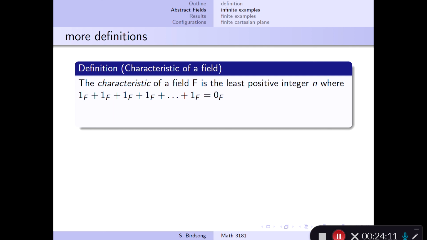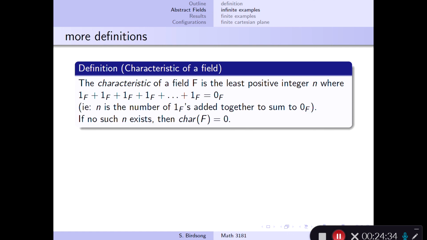All right. So if we go ahead and look at this next definition, it is something called the characteristic of a field. So the characteristic of a field is simply, it counts up how many times you have to add your one element together to get your zero element. Don't overthink this. This isn't completely crazy.